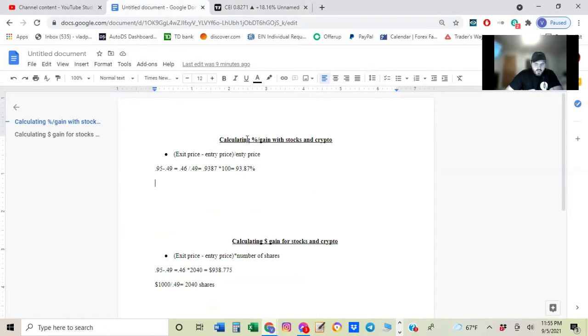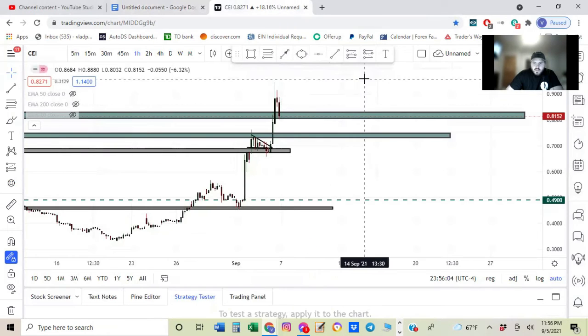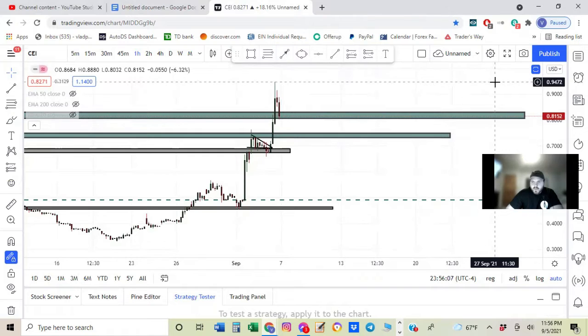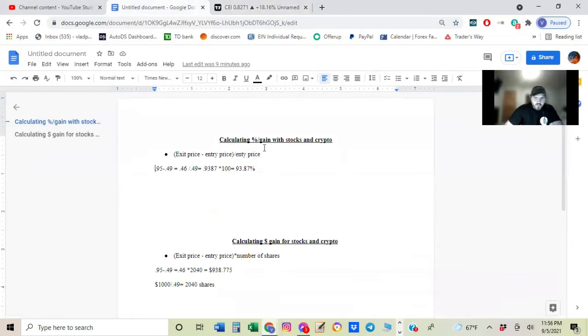So to calculate percent gain, it is exit price minus the entry price divided by the entry price. So let's say the all-time high of 0.95, say 0.95 for the video purpose. So 0.95 minus 0.49, which is when I got in. So that difference is 0.46. That difference divided by 0.49, which is the entry price, we have a total of 0.9387. So that is not percent just yet. Multiply by 100 and we get 93.87%.